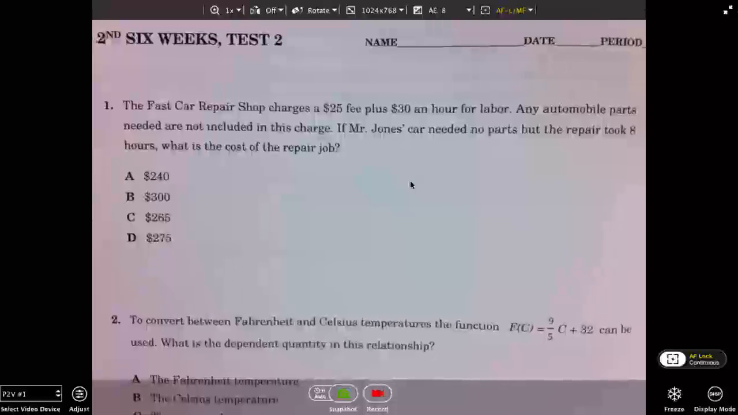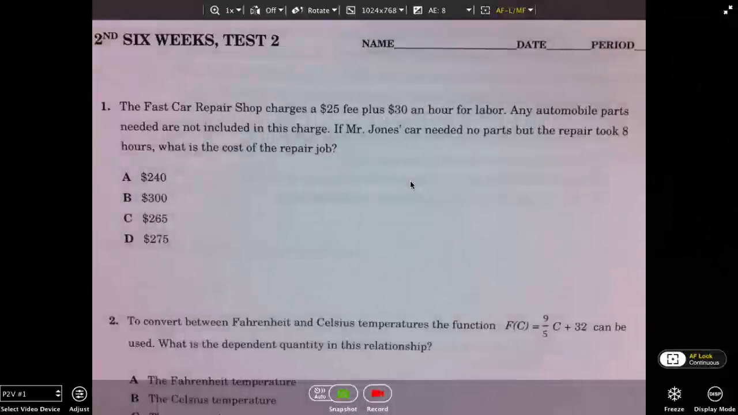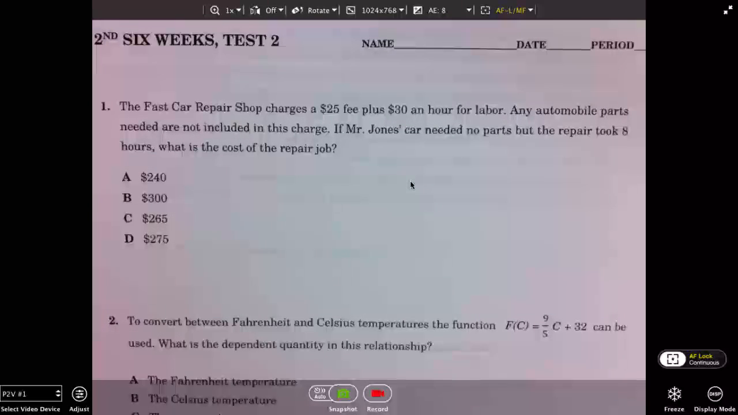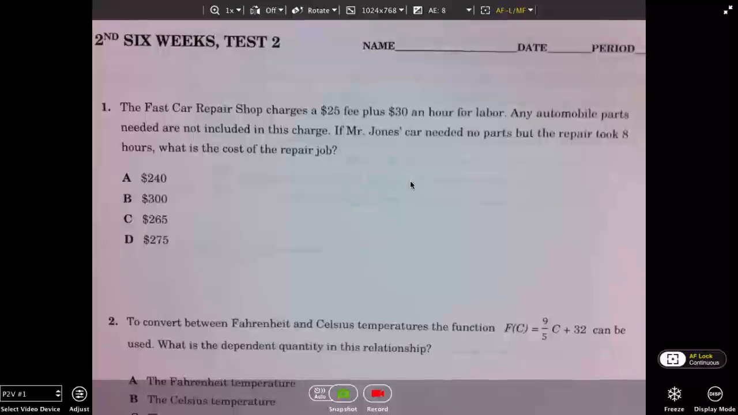We will be looking at the packet titled Second 6 Weeks Test Number 2. This will be a review for the test that you will be taking on Friday. Number 1, I think that it's pretty straightforward. You should have no difficulty with it. Number 2.